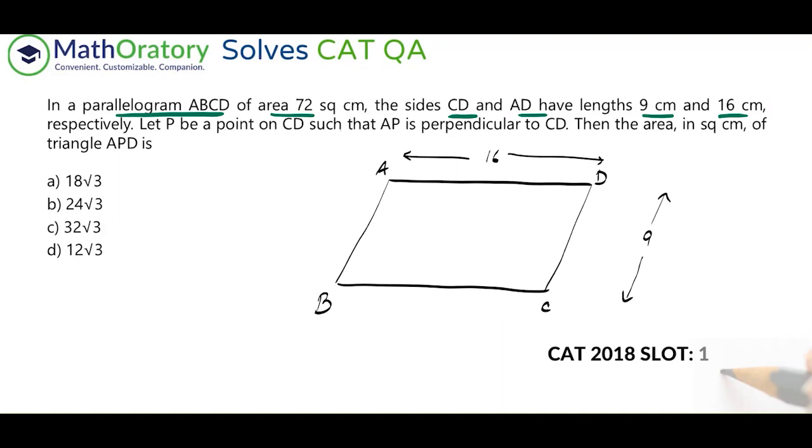Next thing, we drop a perpendicular on CD from A, right? So let me do that. So let me drop a perpendicular here. And we are looking for the area of the triangle APD. So by the way, this is P, sorry. And we are dropping this perpendicular. So we are looking for this area APD. So this is the area that we are focusing on, right?